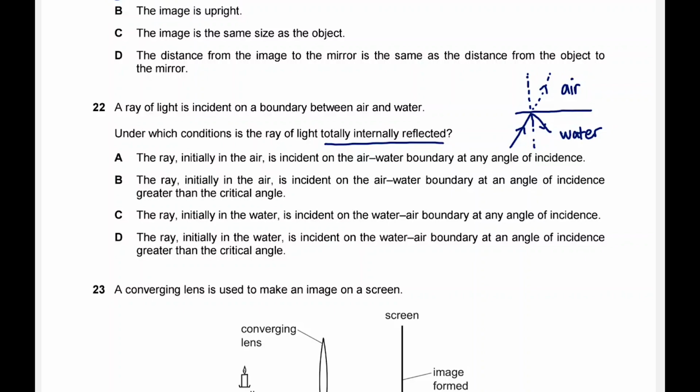So let's take a look at the options. The ray initially in the air, no, this is already wrong. The ray initially in the air, no, wrong. The ray initially in the water, yes, is incident on the water-air boundary at any angle of incidence, no. The ray initially in the water, yes, and then at an angle of incidence greater than the critical angle, yes. Okay, this time it's not A, it's D.